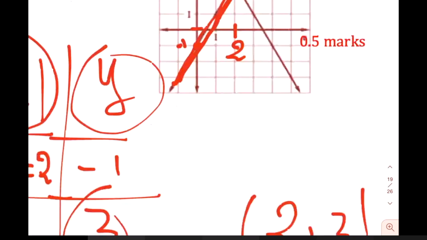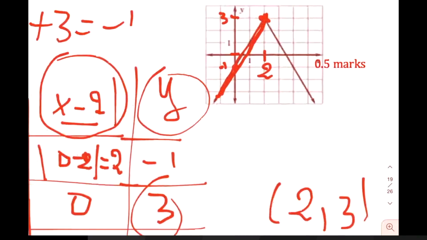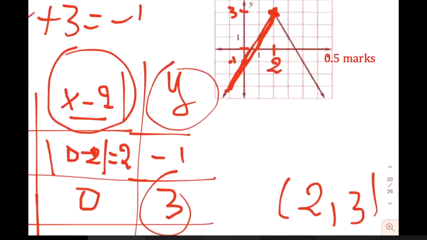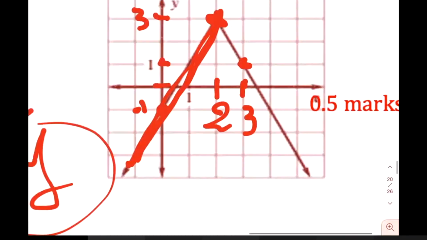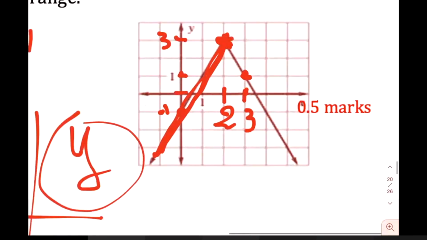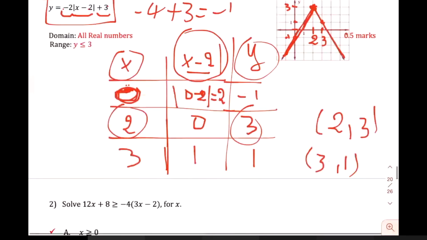So I get 1. So my point is actually, it looks like I've made a mistake. Yes, 3, 1. This is 3 and this is 1. That's your point. Can you see it? 3, 1. Okay. And now using these 2 points, I can graph my line. And I'm done. That's how you graph it.